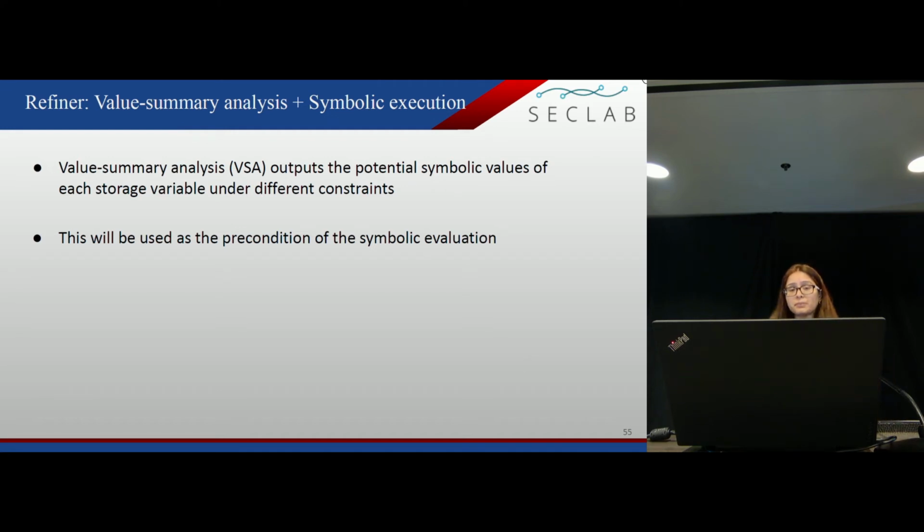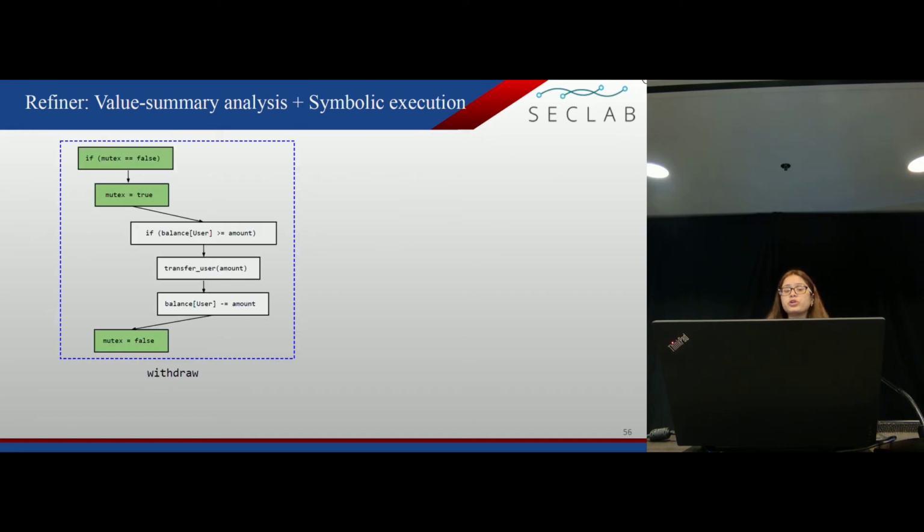So refiner is a combination of value summary analysis and symbolic execution. During the value summary analysis, SAILFISH summarizes the values of the storage variables and uses that as a precondition during the symbolic execution. So let's try to understand what is an output of value summary analysis. For the previous bank example, we now have three new instructions, which are known as mutexes. Mutexes are a defense mechanism to prevent such reentrancy attacks. So in this case, if mutex is false, only then one can execute the rest of the function and then set mutex true or false accordingly.